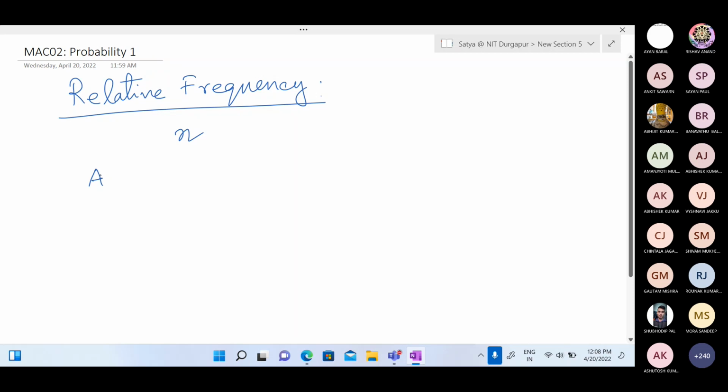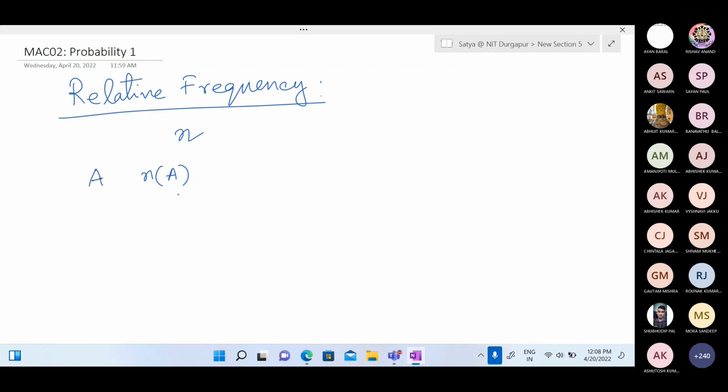This event A occurs n_A times. That means suppose you have seen the playing of a particular team 10 times and you have seen that this team won only 3 times. So this n_A is 3, and n equals 10 for this particular event. So this is the way of the definition.